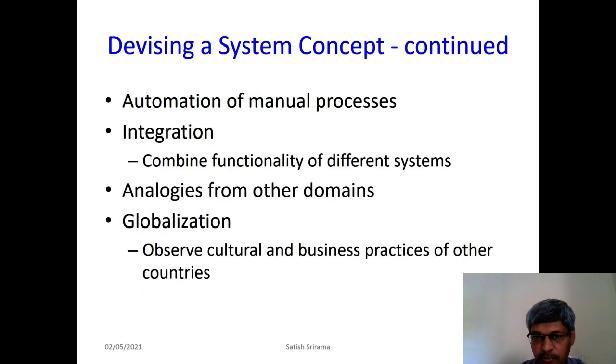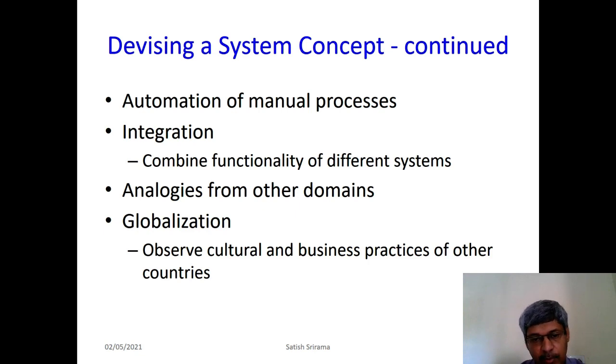Alternatively, if there is a manual process happening within a particular organization, can you automate it using a certain system? That can also be thought of as a system conception. So there are several ways; these are some of them. Or, for example, if there are different systems existing individually, can you combine all the things together? You can think about an integration, and make everything come into a single system.